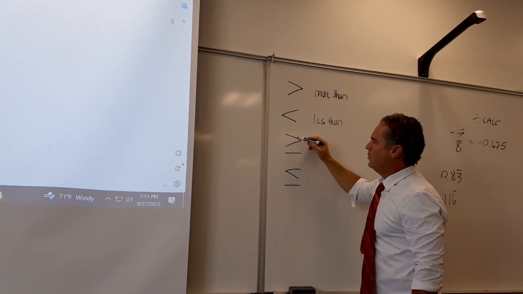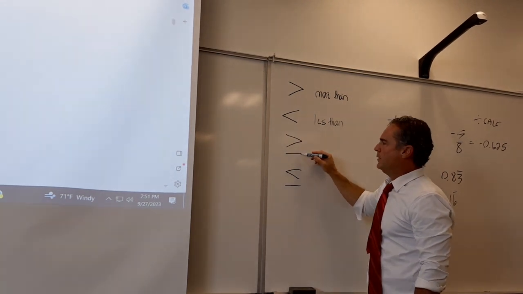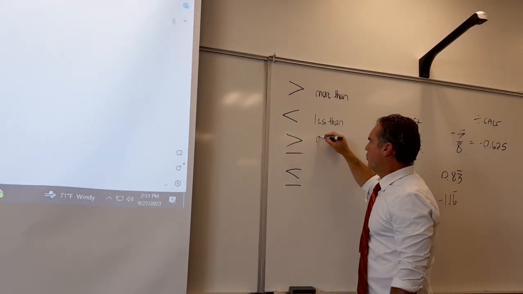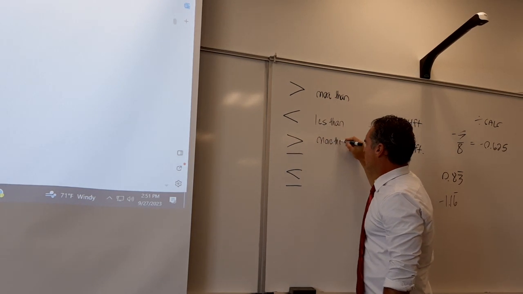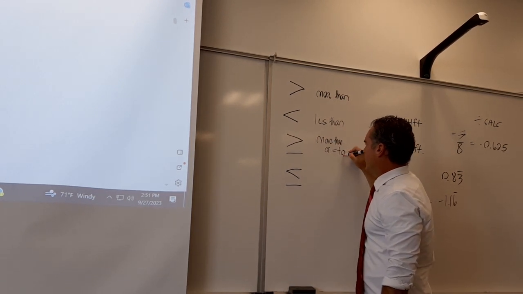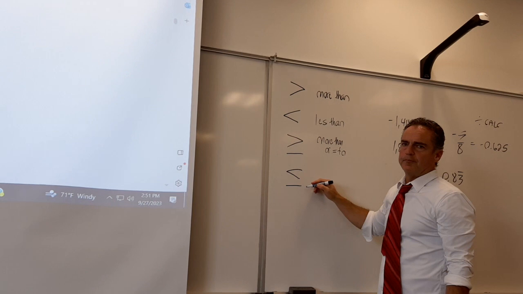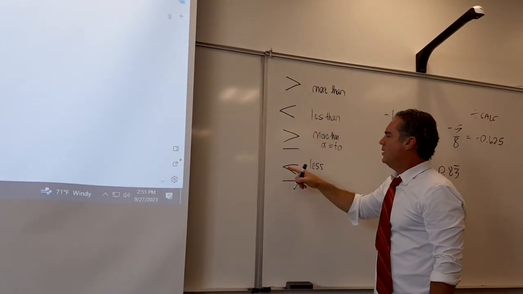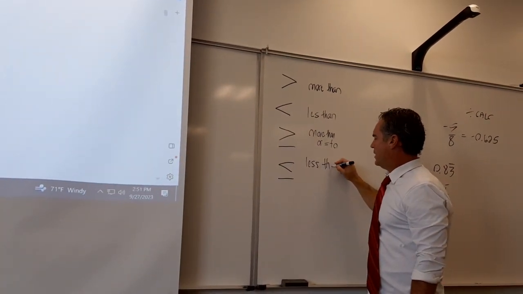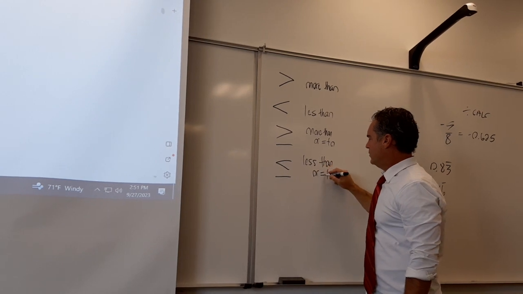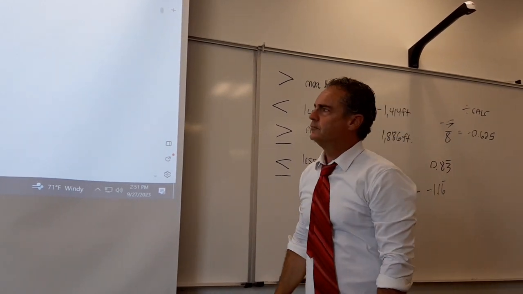Why is this more than or equal to? Well, open side, more than, and the line means or equal to. So this is more than or equal to. Right? And this one is going to be what? Less than or equal to, because it's closed on that side and it has the line. So it's less than or equal to. Okay?